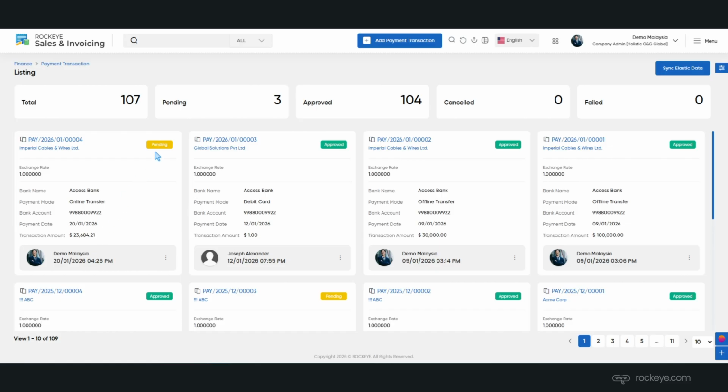Users can filter listings by status to identify transactions requiring immediate management or administrative review. Centralized data management reduces manual processing errors and improves the speed of monthly financial closing cycles. Integrated payment processing ensures accurate cash flow reporting and maintains the integrity of the general ledger.